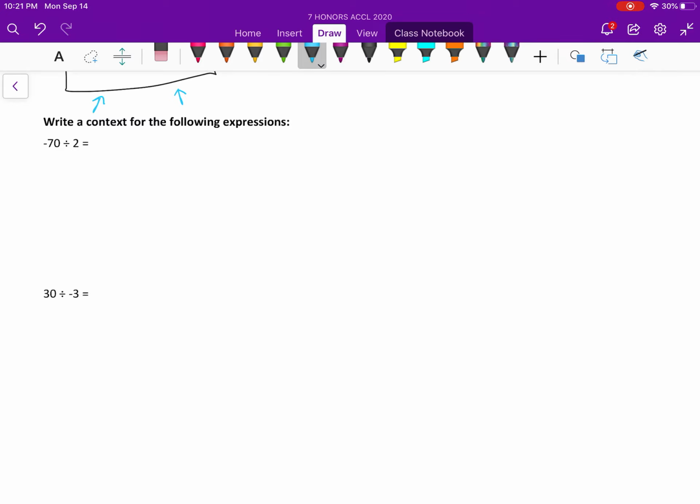All right, so now let's write some context for the following expressions. So again, let's think of what the negatives can be. So this one starts off with a negative sign. So that could be borrowed money. That could be altitude. Okay, think about like depth underwater sort of a thing. It could be temperature, even though negative 70, I don't know that that's even livable.